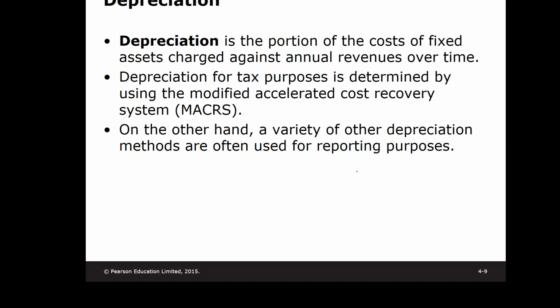Here, we cannot use the Modified Accelerated Cost Recovery System. In the Philippines, that is not used. What we use is straight line, double declining method, the sum of years digit, and based on production. Okay, so those are the ones we use.